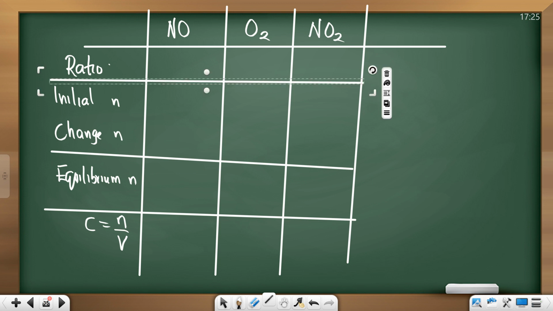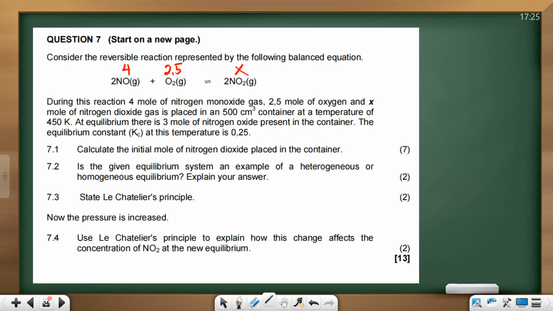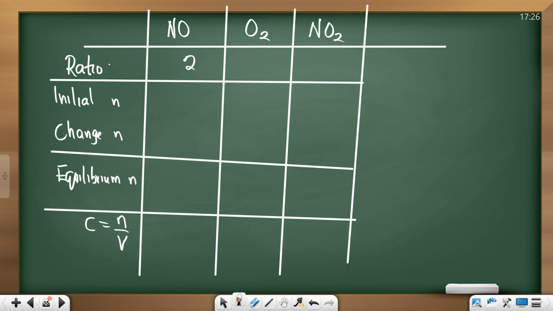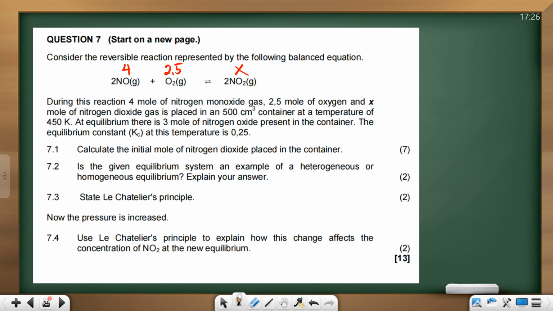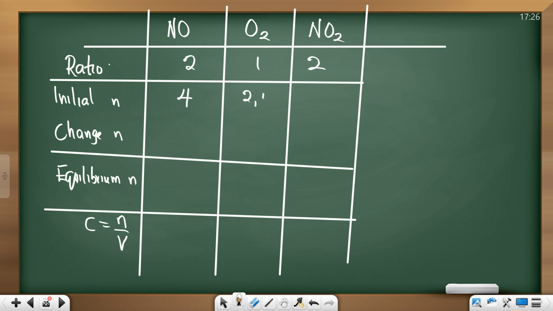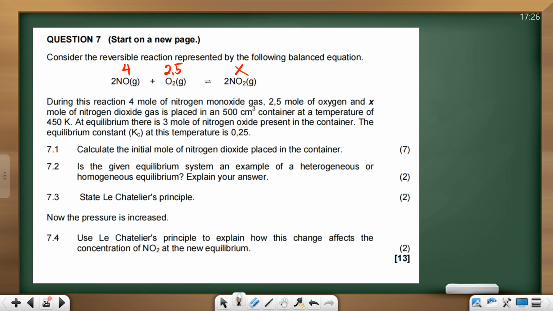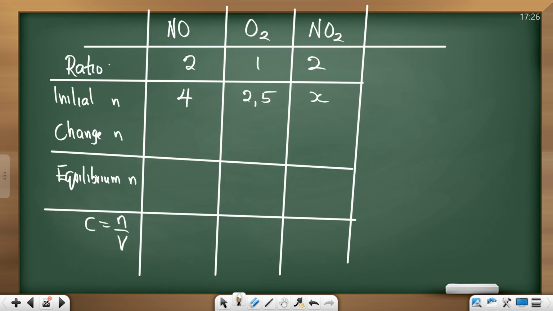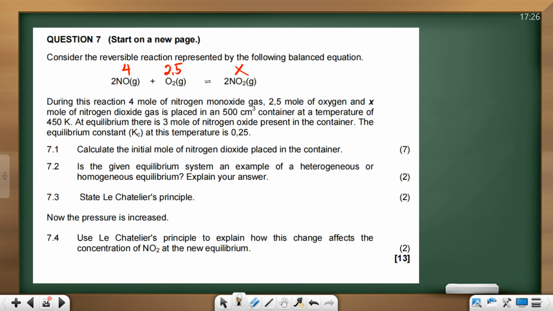Okay. Now, what is my ratio? 2, 1, 2. Important. 2, 1, 2. We're given this as 4. We're given that as 2,5. And we're given that as X. All right. So I have put all the information that I have so far. Volume is 500 cm cube. So volume is 0,5 dm cube. Remember, we convert.